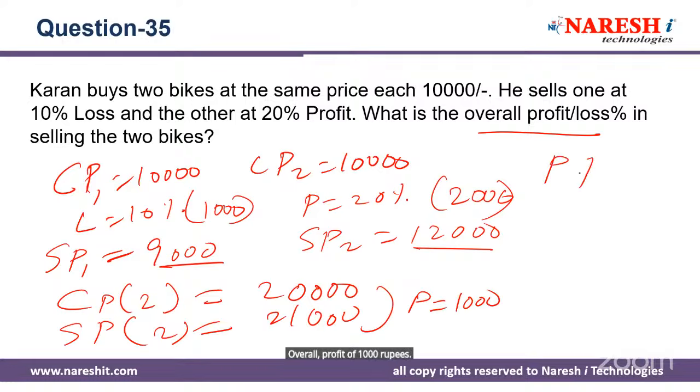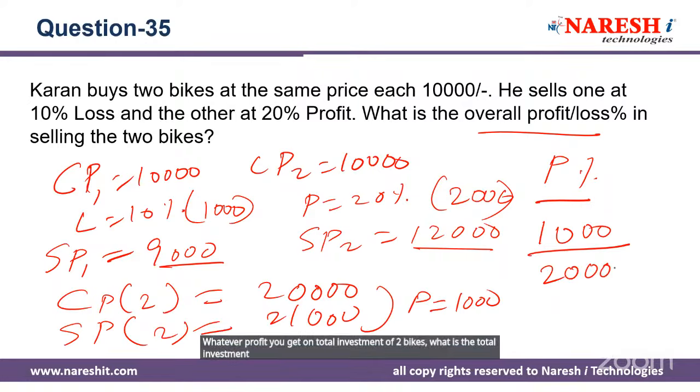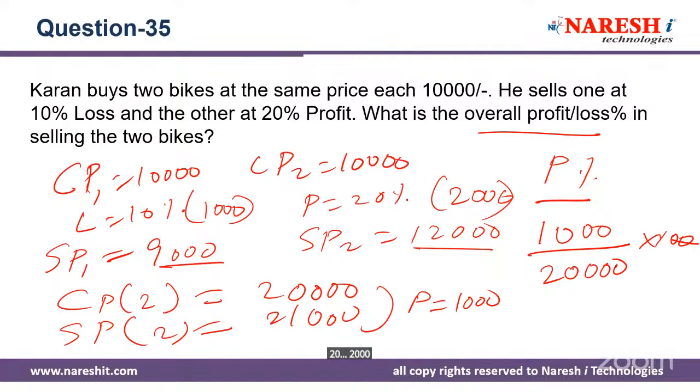But we have to find the profit percentage. Whatever profit you get on the total investment of two bikes. What is the total investment of two bikes? 20,000. 1,000 into 100 by 20,000. Two zeros cancel, 10 by 2, 5% profit.